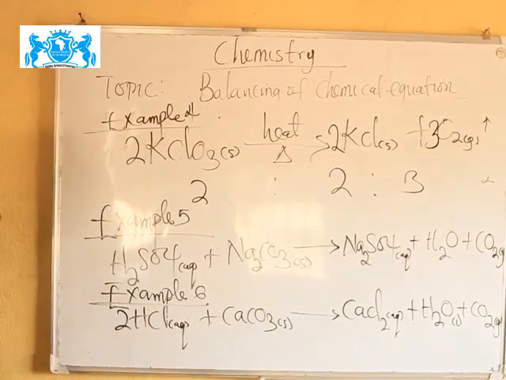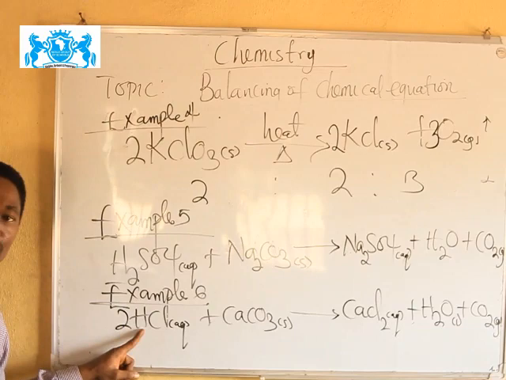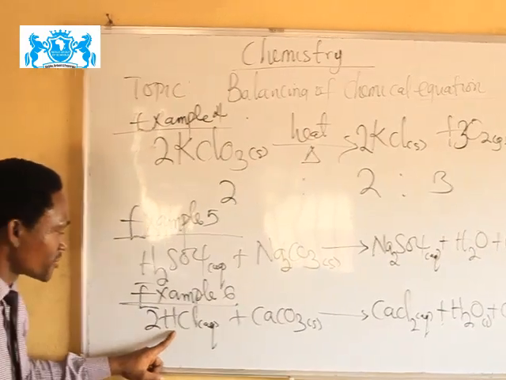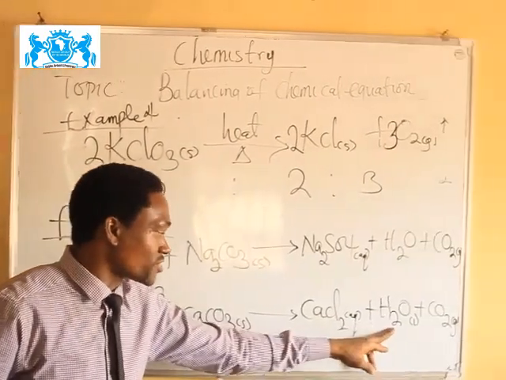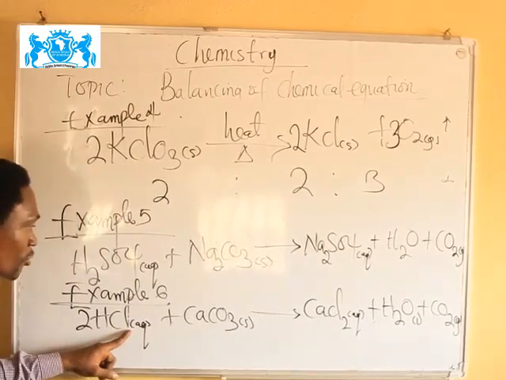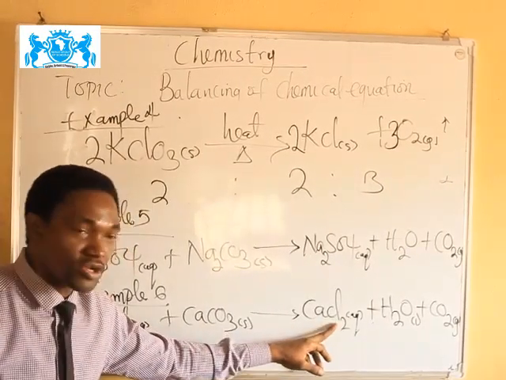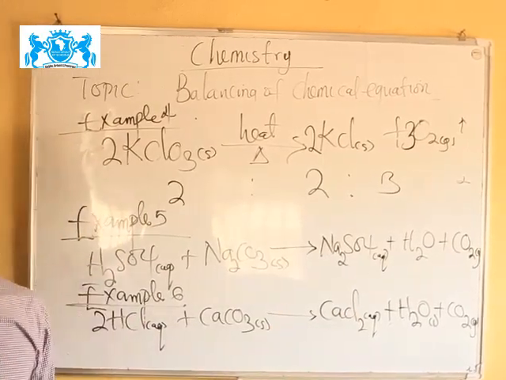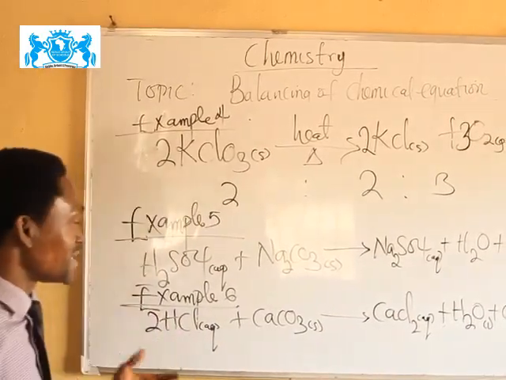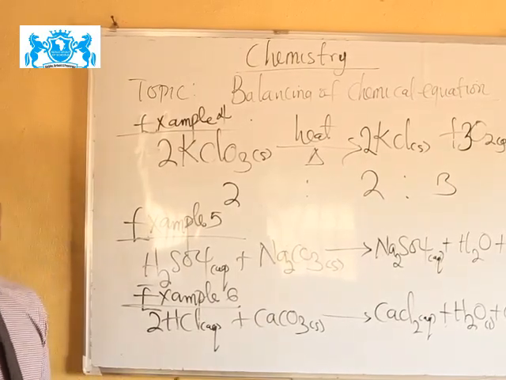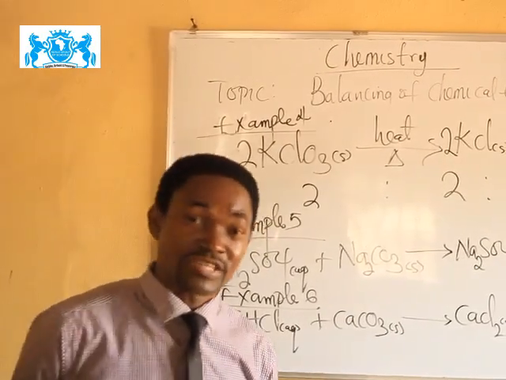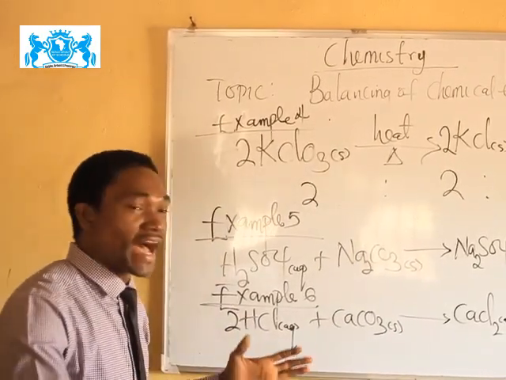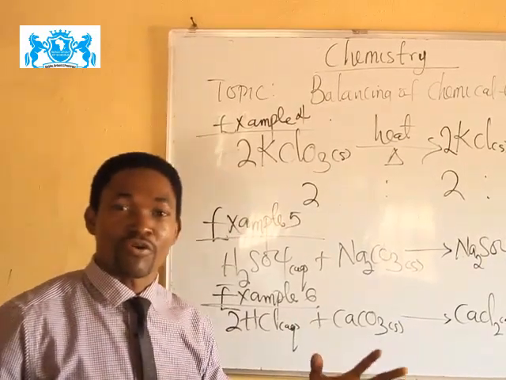Multiplying here by 2 also affects hydrogen. So we have 2 hydrogen on this side, and now we have 2 hydrogen on this side. We have 2 chloride atoms on this side, and now on the product side we also have 2 chloride atoms. So you can see this is how easily you can balance a chemical equation, taking into cognizance the LCM and the law of conservation of matter.